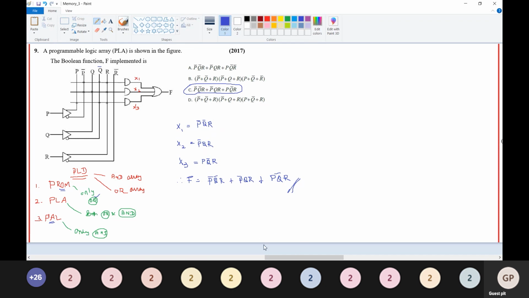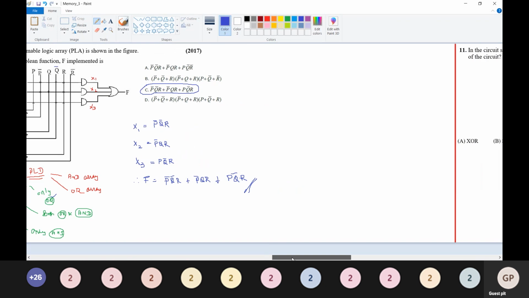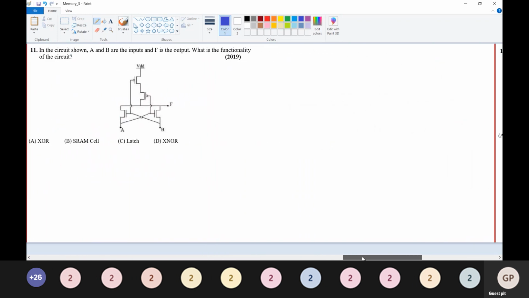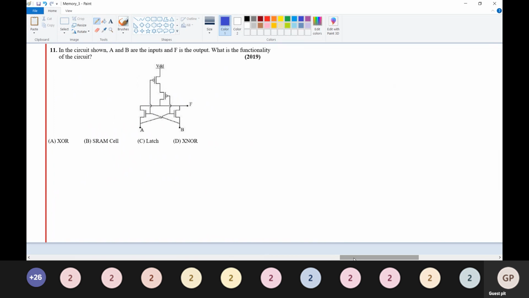So now move to the next question. In this circuit shown, A and B are the inputs, and F is the output. So what is the functionality of this circuit? What logic function is it going to implement?